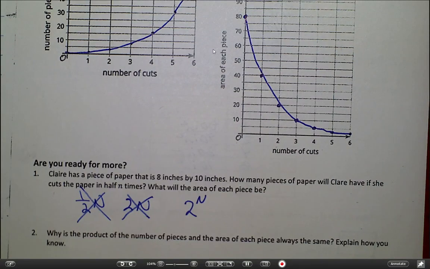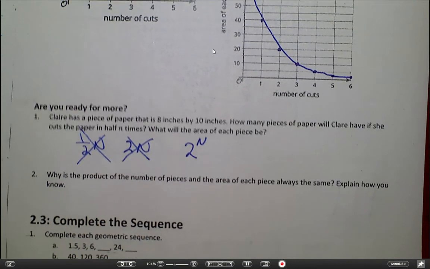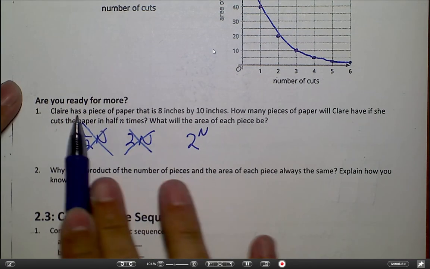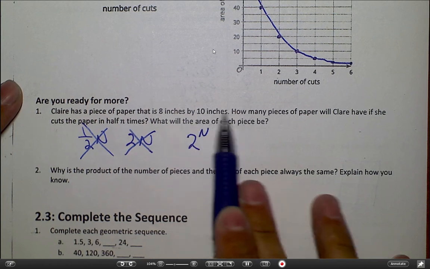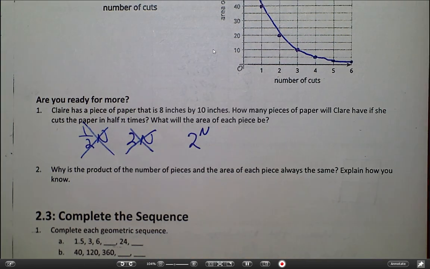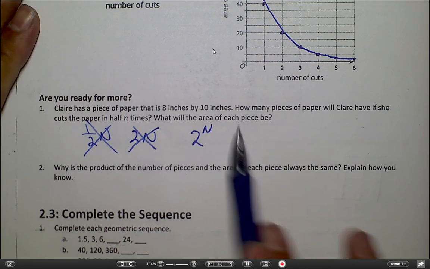All right, so now let's talk about this one over here. On number 2, why is the product of number of pieces, the area of each piece always the same? Explain how you know. Oh, wait, hold on. I didn't finish this one. So pieces right here. How many pieces will she have? She cuts paper in n times. What would the area be of each one? Okay, so now what will we do with the area for each one now?